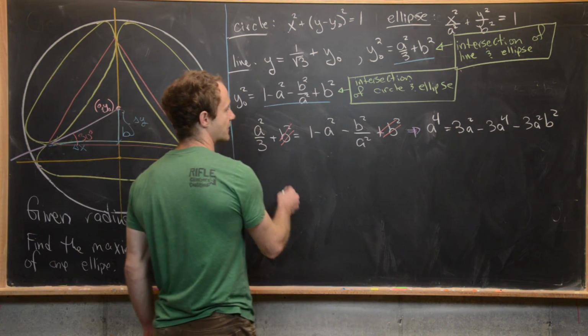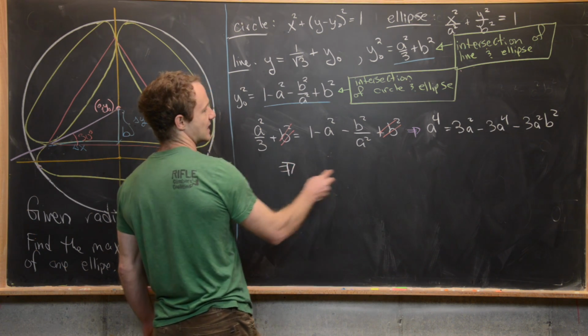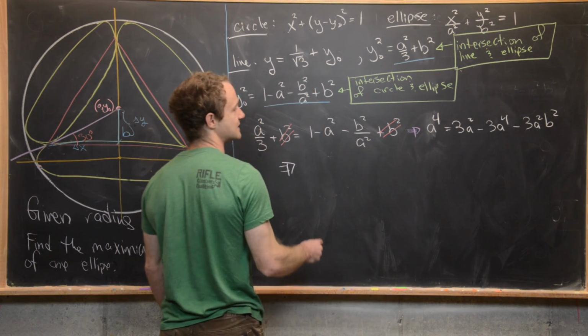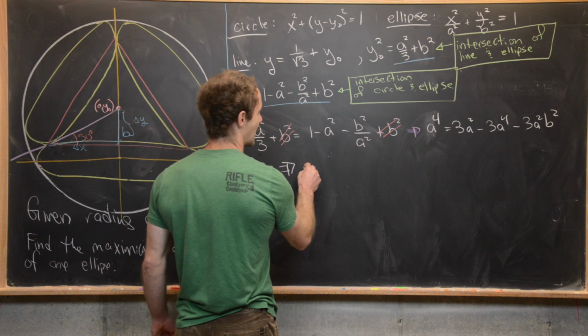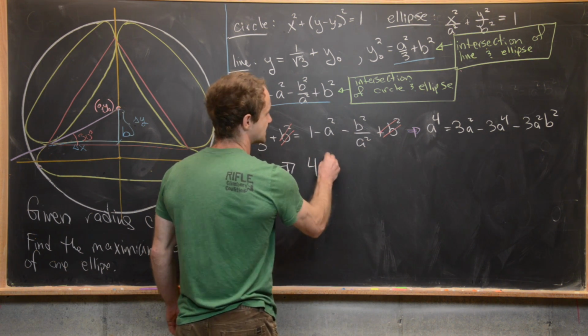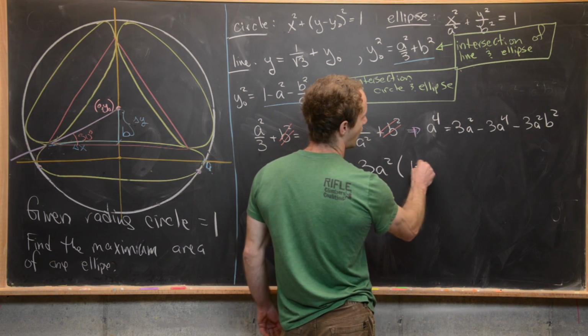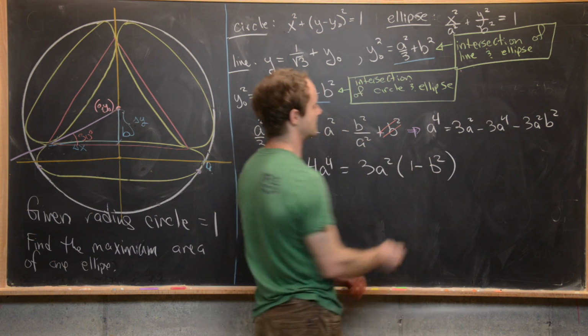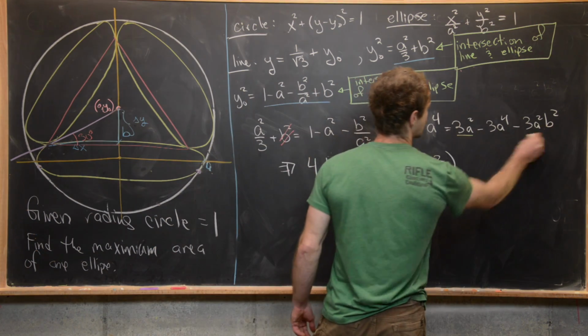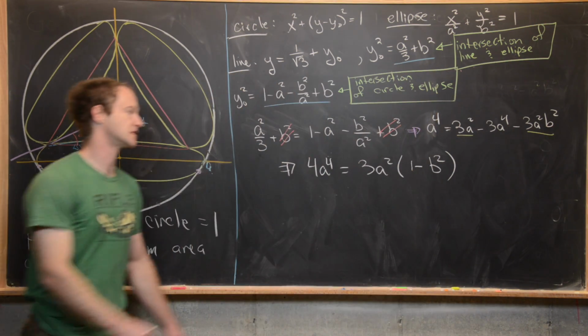But let's see where we can go from here. We can add this to both sides of the equation. So we'll have 4a to the fourth equals 3a squared times (1 minus b squared). So that's what we get from factoring a 3a squared out of each of those.